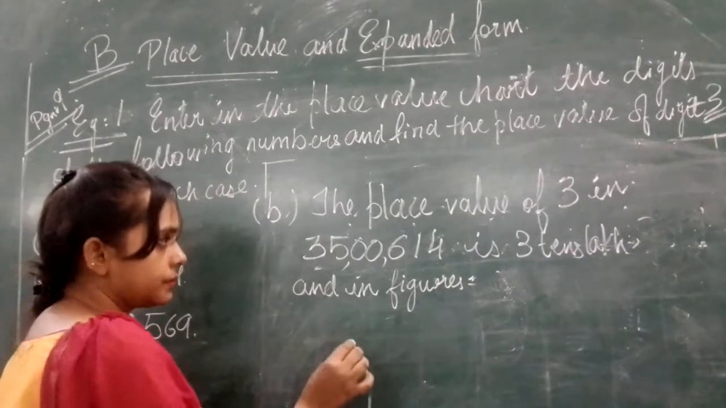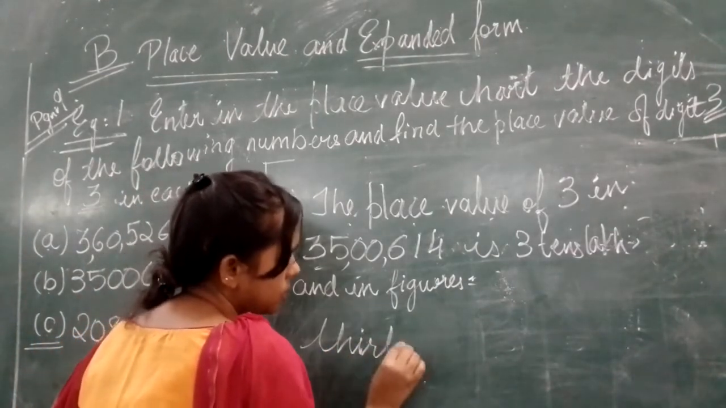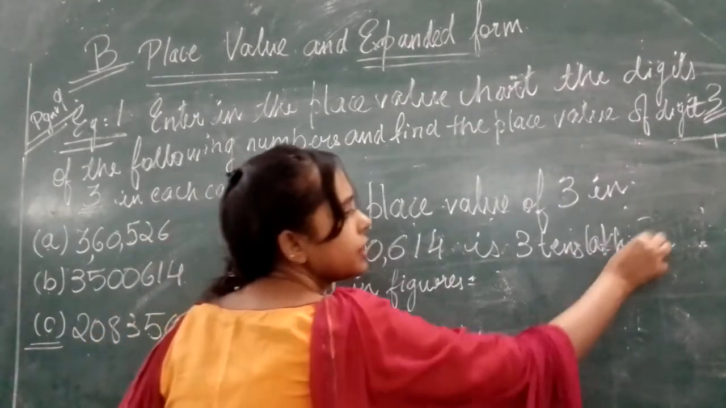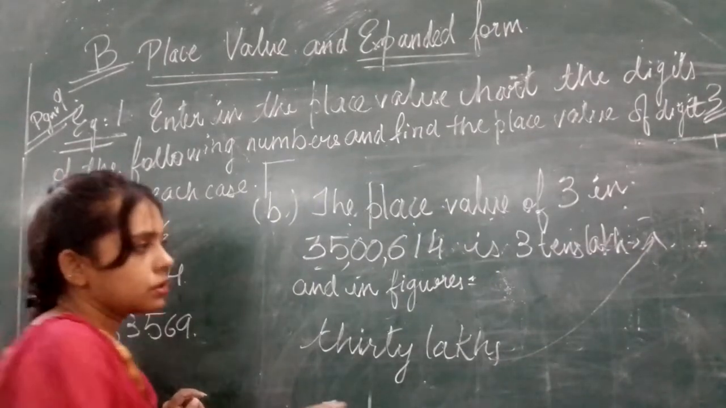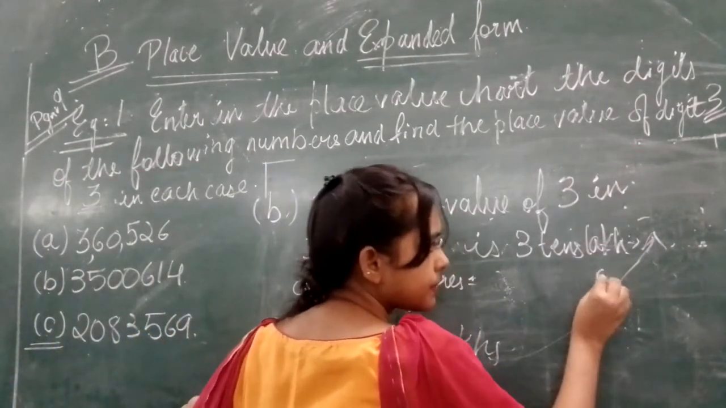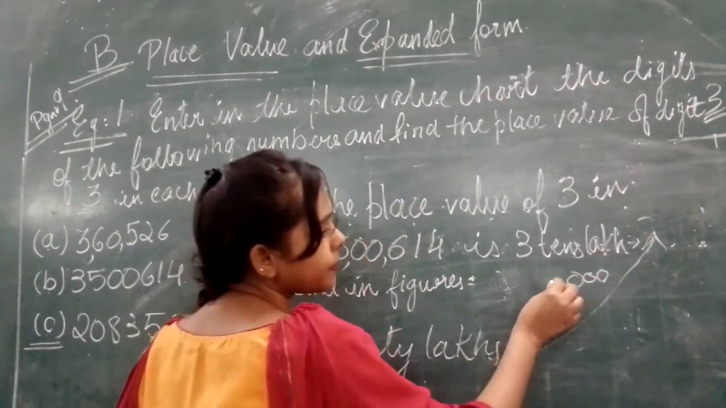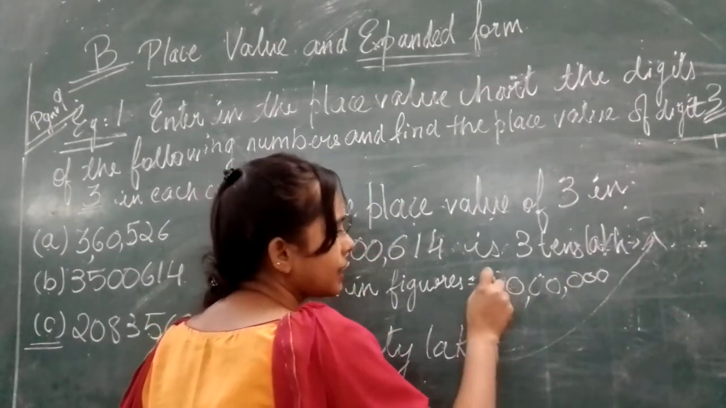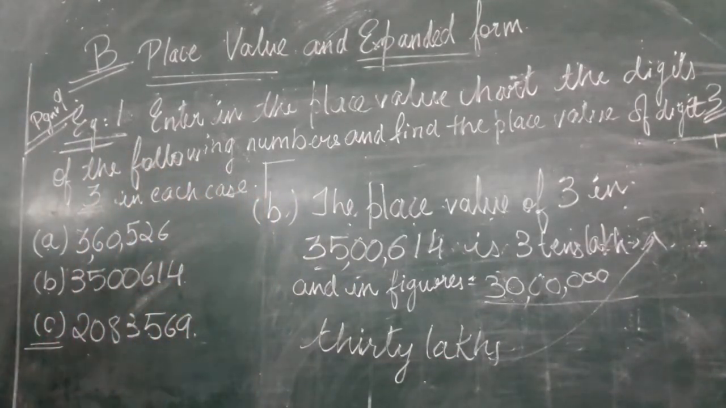I am writing here 30 lakhs. You will write it here. Okay. And how will you write in figures? I have told you. Units, tens, 100, comma, 1000, 10,000, comma, lakh and 10 lakh. This is your number. Okay. So write down this first.